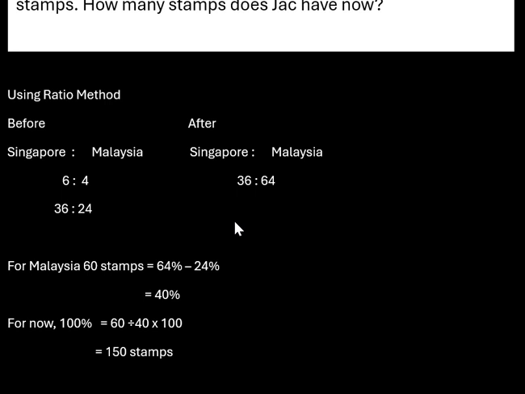So for the same thing, because we want to find what is the number now, which usually means after, then you take 100%. So you know 40% is equal to 60 stamps, 100% must be equal to 60 divided by 40 times 100, which gives you 150 stamps.